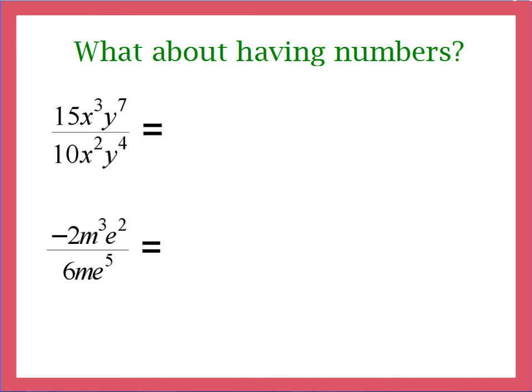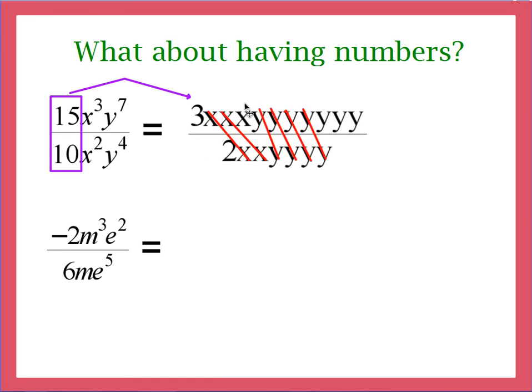If we have coefficients involved, we can reduce those coefficients just like we do any other fraction. 15 over 10 becomes 3 halves. When I reduce all of my x's and y's, if you can look through this mess, I have 1 x in the numerator left and 3 y's in the numerator left. So my numerator becomes 3x y to the 3rd, and the only thing left in our denominator is 2.